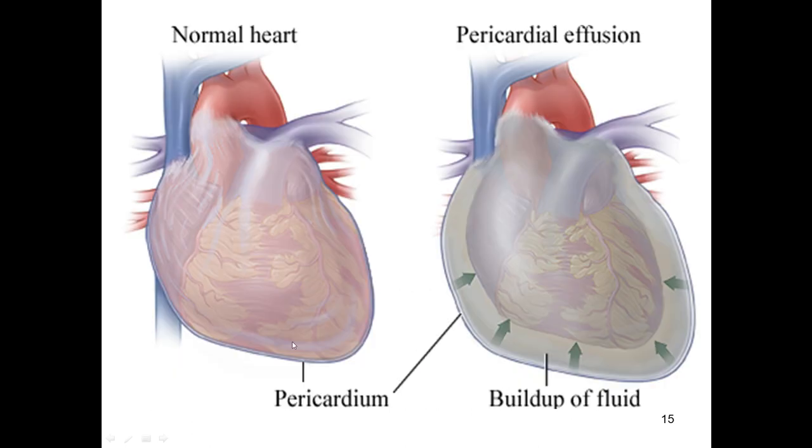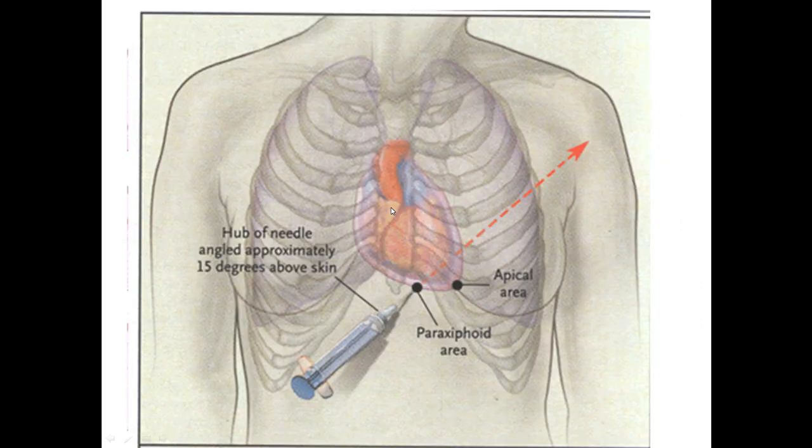So this is the pericardium, which is surrounding the heart. You can see over here there can be a buildup of fluid. So what will happen if there's a buildup of fluid? It can affect the heart's contractility because pressure is created. That happens in pericardial effusion. So the needle is inserted and this pericardial tap is done and the fluid is aspirated.